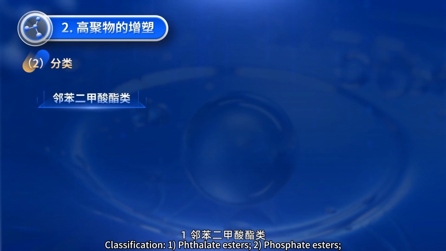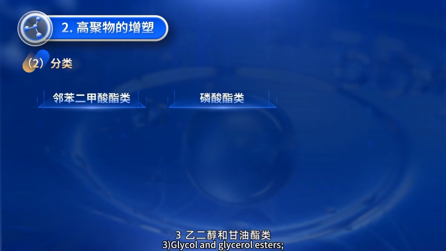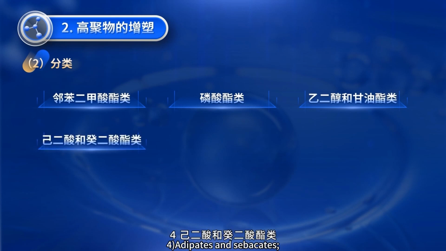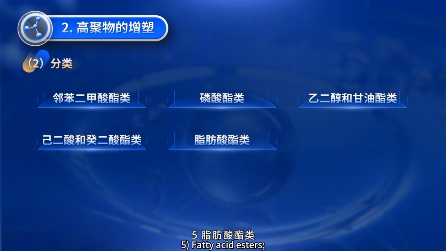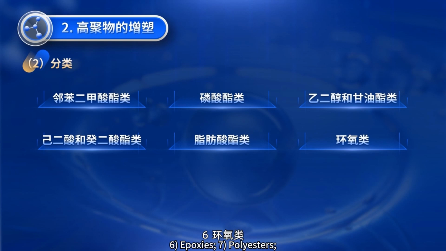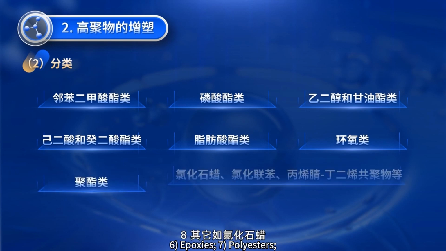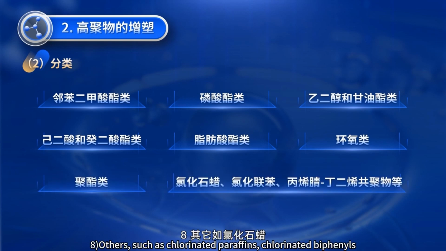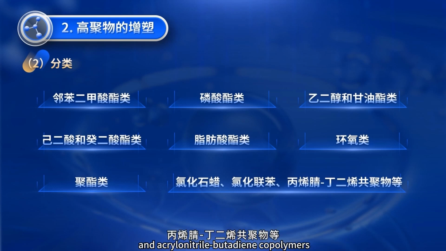Classification: first, phthalate esters; second, phosphate esters; third, glycol and glycerol esters; fourth, adipates and sebacates; fifth, fatty acid esters; sixth, epoxies; seventh, polyesters; eighth, others, such as chlorinated paraffins, chlorinated biphenyls, and acrylonitrile butadiene copolymers.